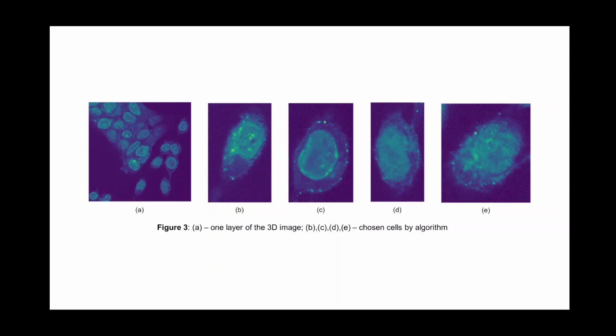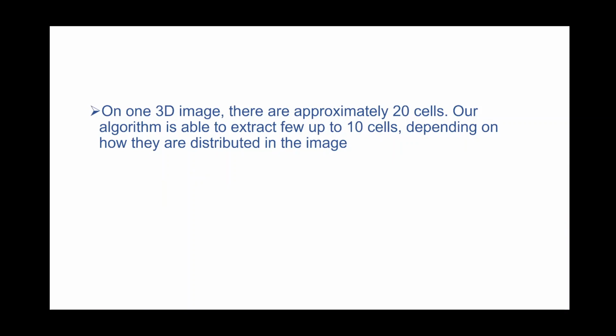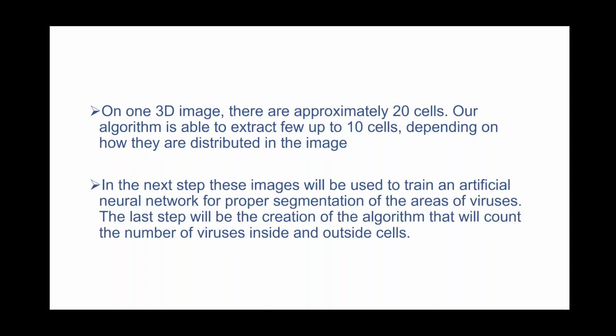Figure 3a shows a layer of a 3D image, and figures 3b, c, d, and e are the cells chosen by the algorithm. Usually one 3D image has approximately 20 cells, and our algorithm is able to extract a few, up to 10 cells. It depends on how they are distributed in the image and also how many different types of objects we have in one image. Then the dataset will be used to train an artificial neural network for the segmentation of areas of viruses inside and outside the cell. And in the last step, we will just count the number of segmented objects from the images produced by the neural network.